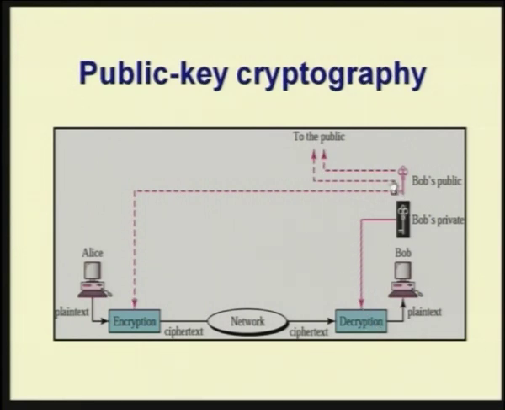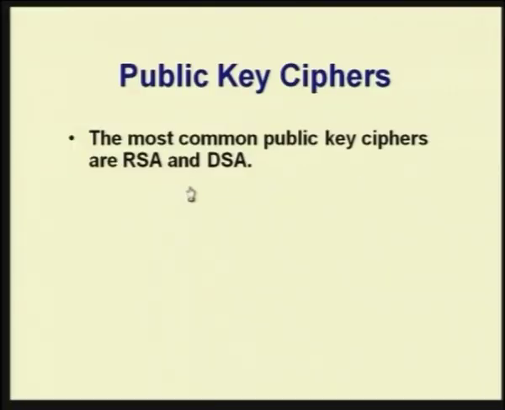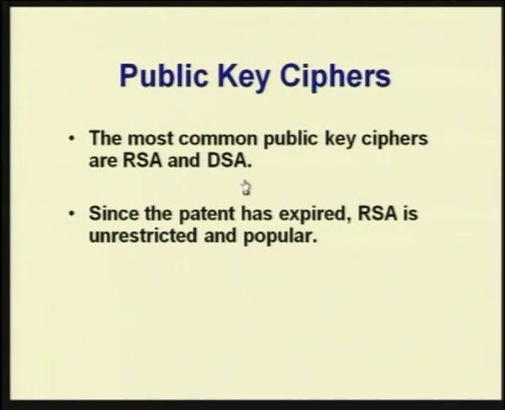Now, what is important here is how do we choose these encryption and decryption algorithms, so that this encryption and decryption can take place using two different keys. So, if you look at these public key ciphers, the most common public key algorithms that are used are RSA and DSA, and out of these RSA is unrestricted and popular because its patent has expired. RSA stands for the names of the authors who came up with this algorithm: Rivest, Shamir and Adleman. R, S and A stand for these three people who discovered this particular algorithm. So, if you look at the basic idea that is used in this RSA algorithm, it goes as follows.